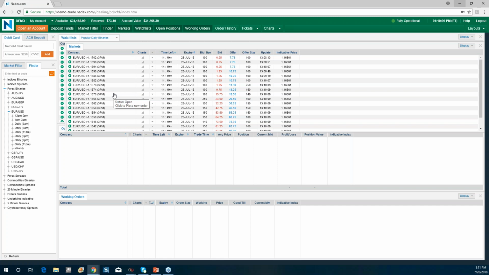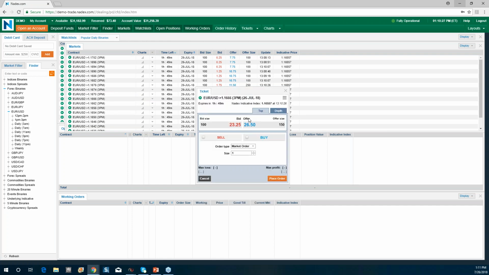With Nadex, the only amount of money you put up out of your account is what it costs you to get into the trade. And that's your maximum risk, and you know up front, ahead of time, what your maximum capped risk is. For example, if I was to open this order ticket for this particular binary contract and I said, hey, I want to buy this, it shows me right here, my maximum loss is $25.25. My maximum profit is this.